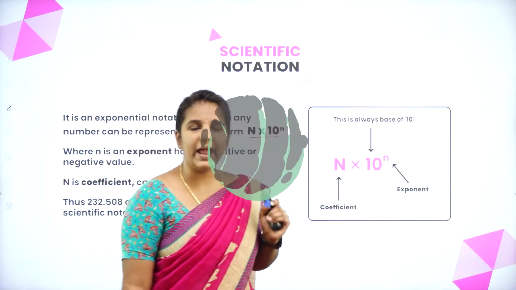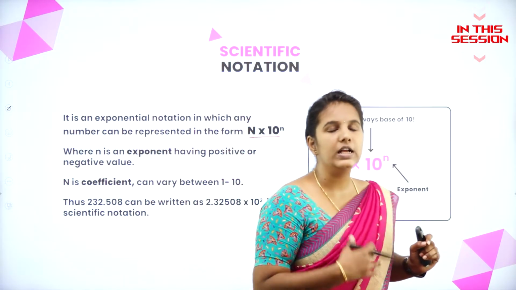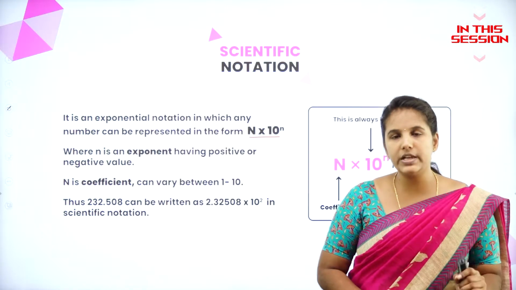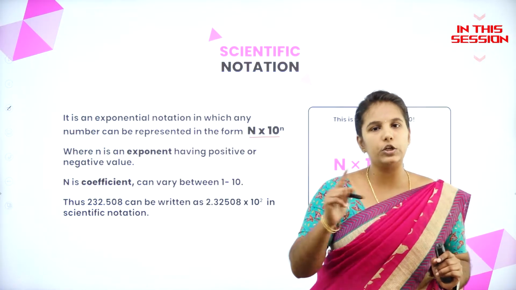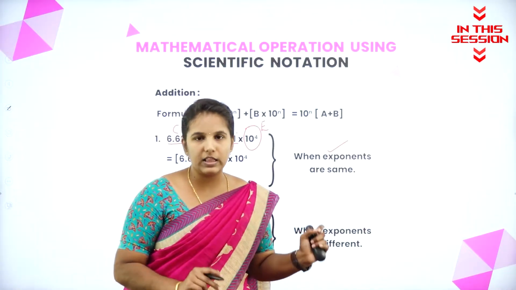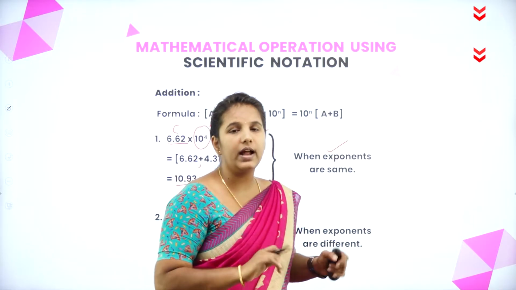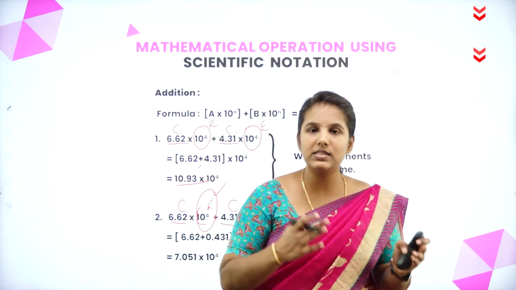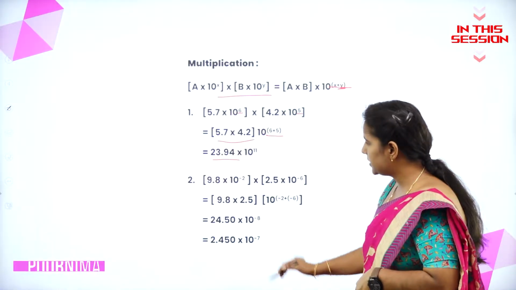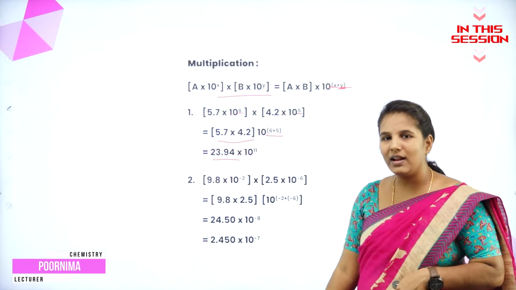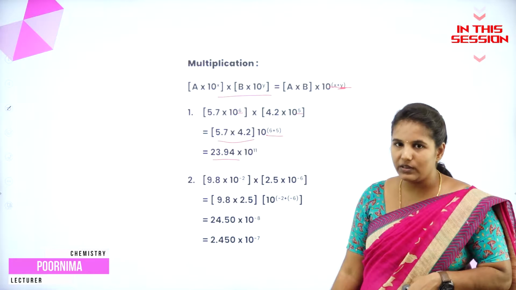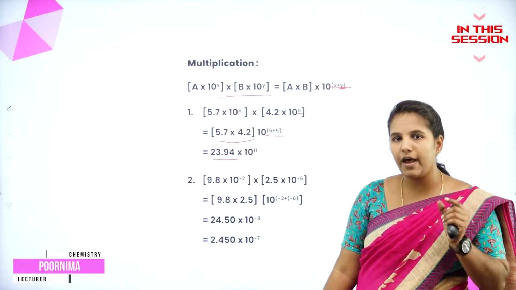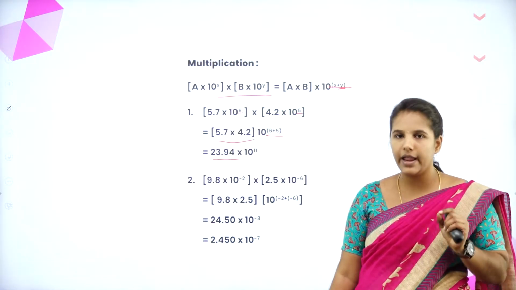The capital N, which refers to the coefficient, usually has values from 1 to 10. While doing this mathematical operation, we have to see whether the exponents are the same or not. Suppose the exponents have negative values, then what do we have to do? The same thing we have to follow, by adding the exponents.